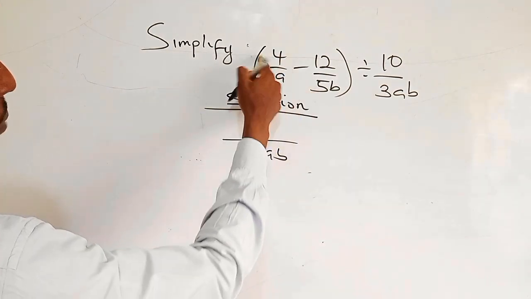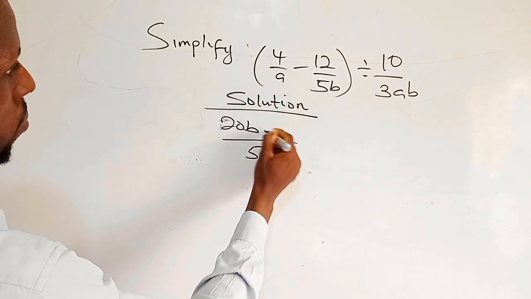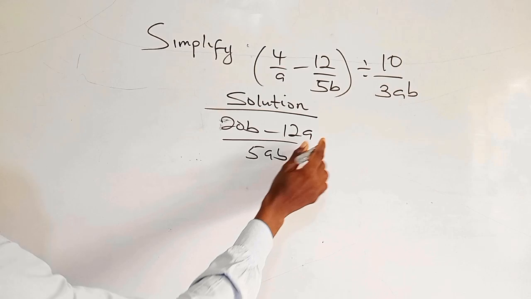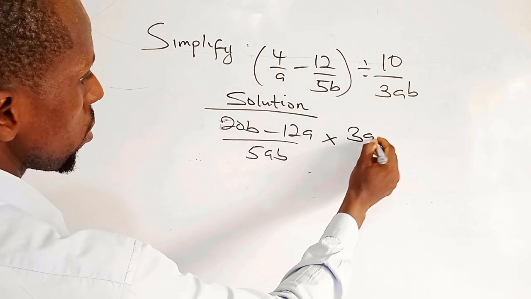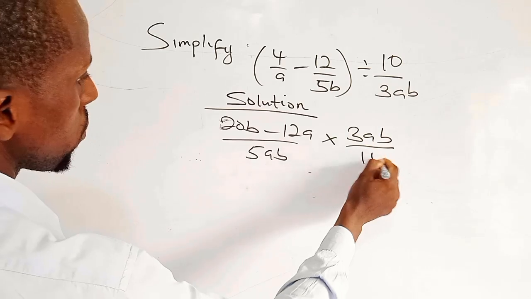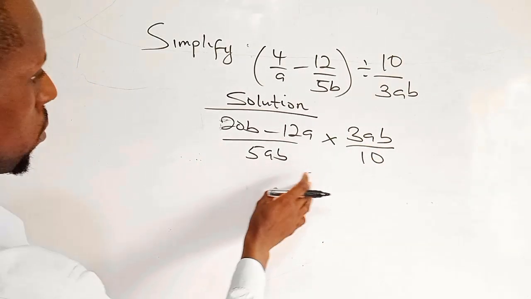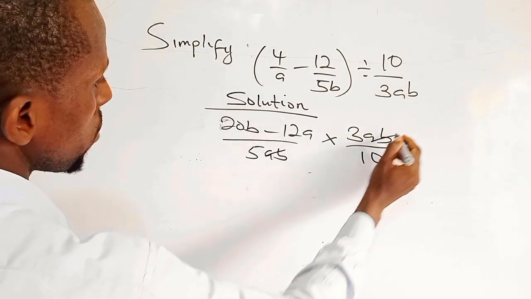Okay, so when we multiply this with this, we have 4 times 5 to be 20b, minus, when we multiply this with this, we have 12a. Okay, so division is times. So this one is coming here, 3ab, and this one is coming down, 10. So here we can simplify and look for what is common. So here we can say ab and ab is out.